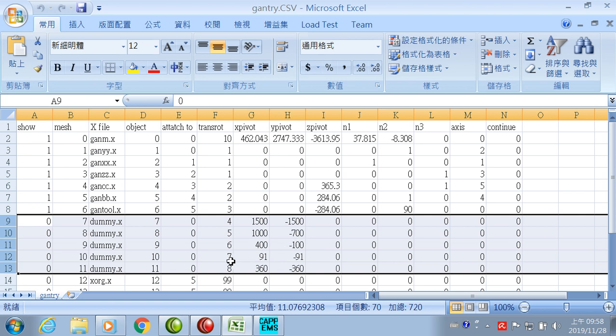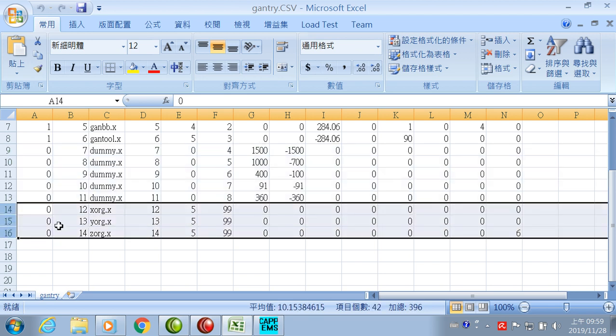7 minus 3 defines the fourth axis. The fourth axis is b-axis. The positive is 91 degrees. The minus is 91 degrees as well. The 8 minus 3 defines the fifth axis, defines the limitation of c-axis. The positive up to 360 degrees. The lower limit is 360 as well.